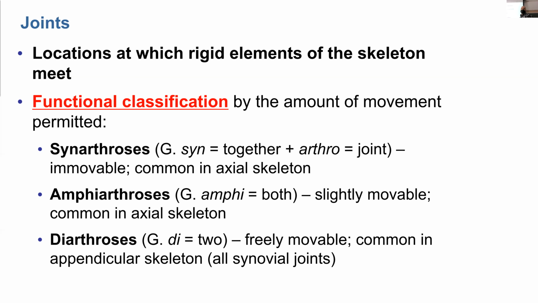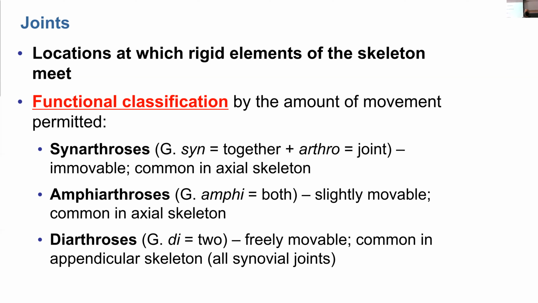And finally, we have what we commonly think of as joints: diarthroses, or diarthritic joints. These are freely movable. All your synovial joints are diarthritic. We'll talk about what a synovial joint is in a second, but these are your stereotypical joints: your elbow, your wrist, the joints between your metacarpals and your phalanges, your knee, your hip joint. All of those joints where you've got a lot of motion are your diarthritic joints.